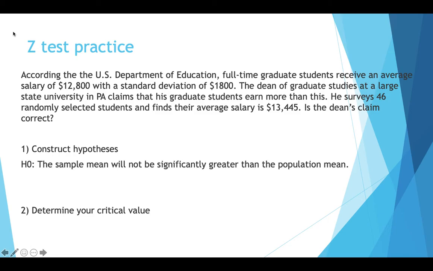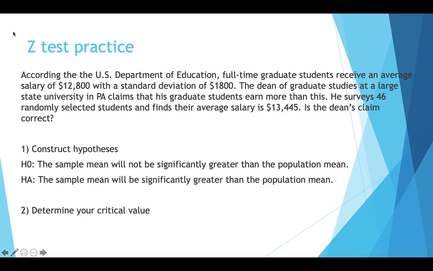Our null, the sample mean will not be significantly greater than the population mean. Our alternative, the sample mean will be significantly greater than the population mean. Now we need to determine our critical value. So this is a one-tailed test in the positive direction because this dean believes his students earn more than the population. So we have a critical value of positive 1.64.